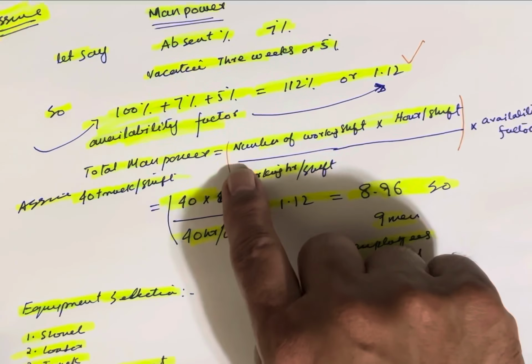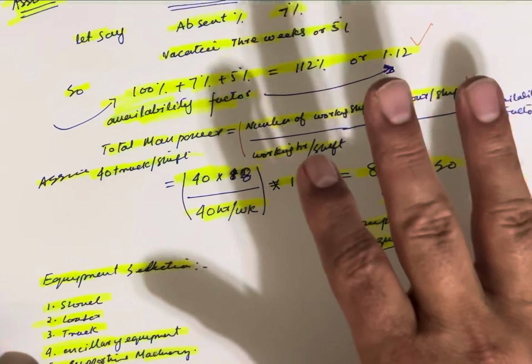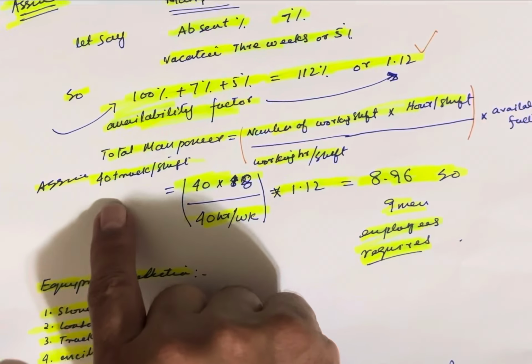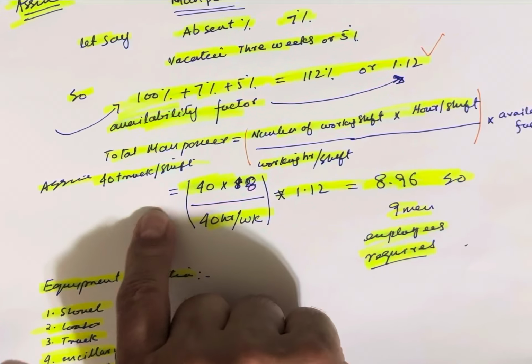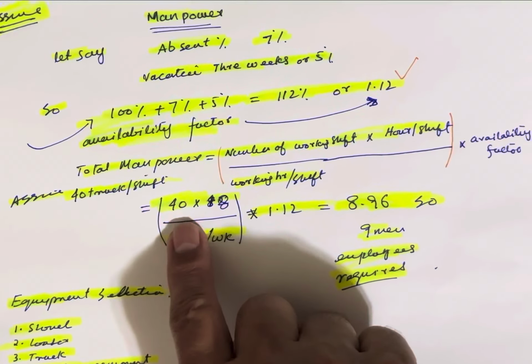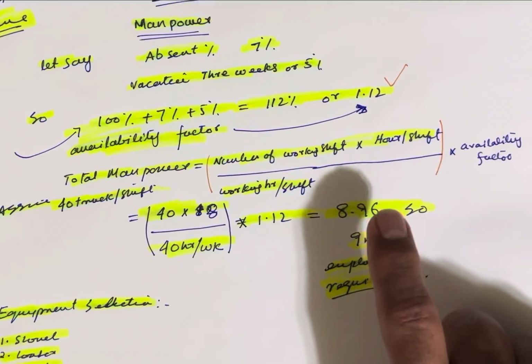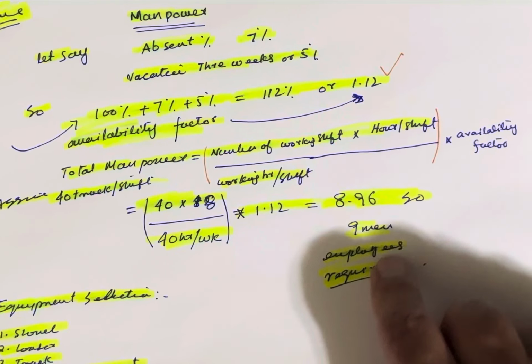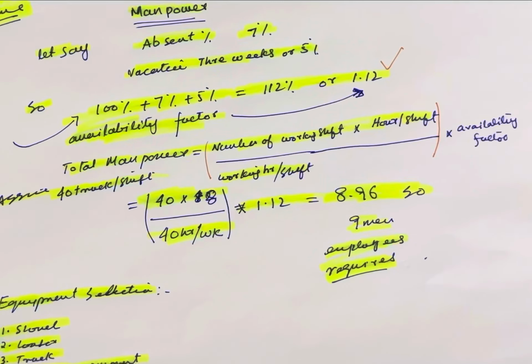And like 40 shifts of trucks, we assume 40 trucks per shift. So this is the 40 trucks per shift. So you need 9 men, 9 or 10 people, employees required.